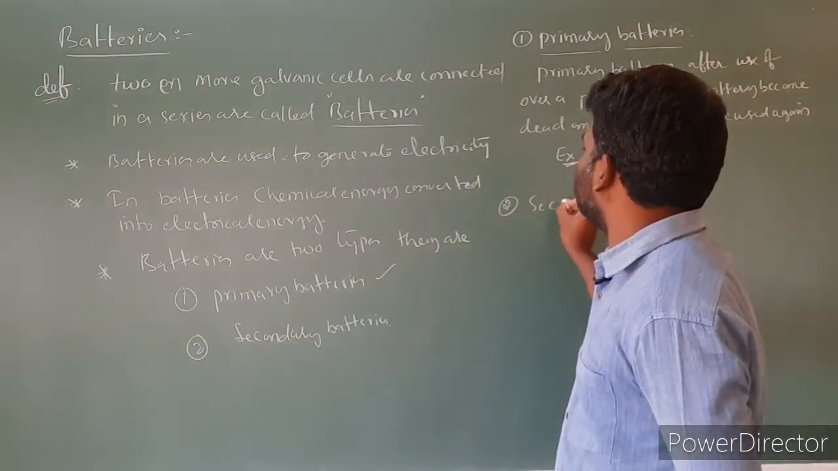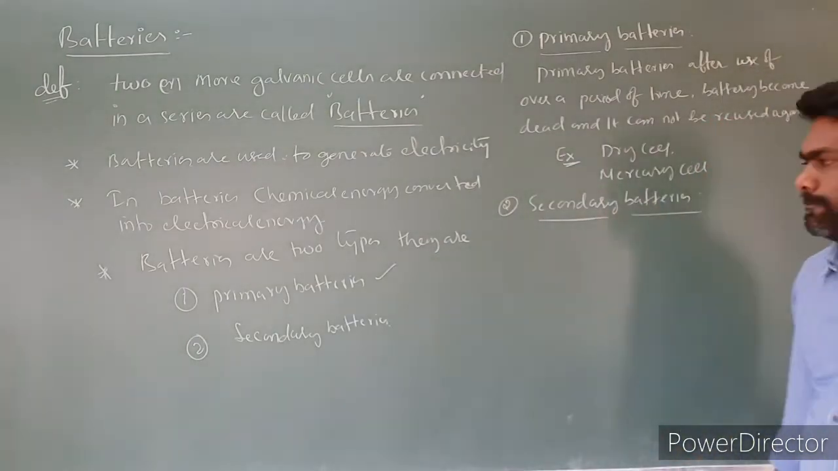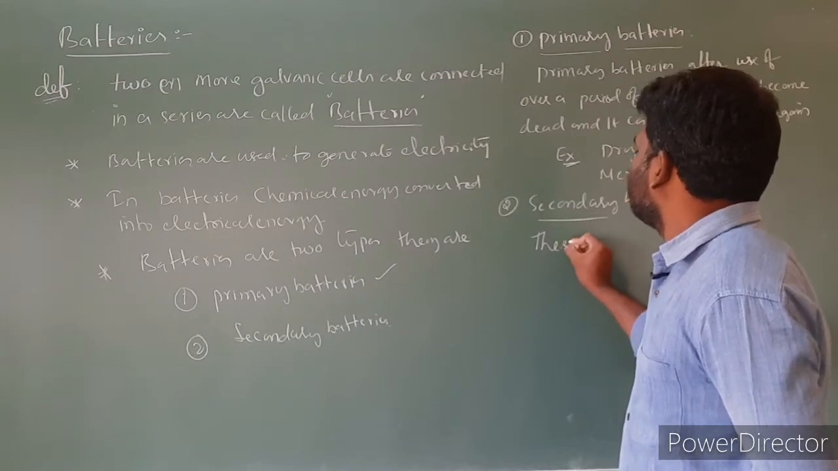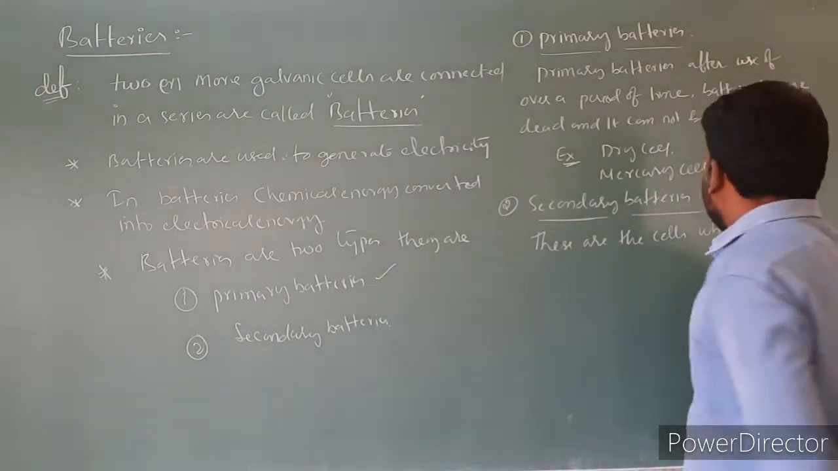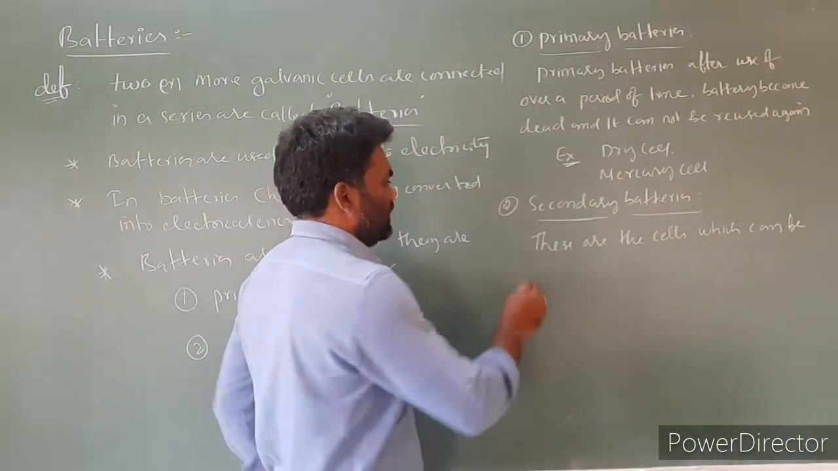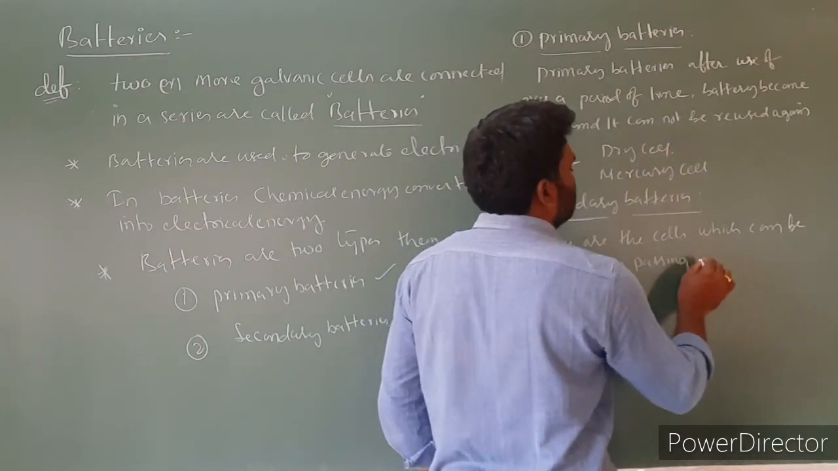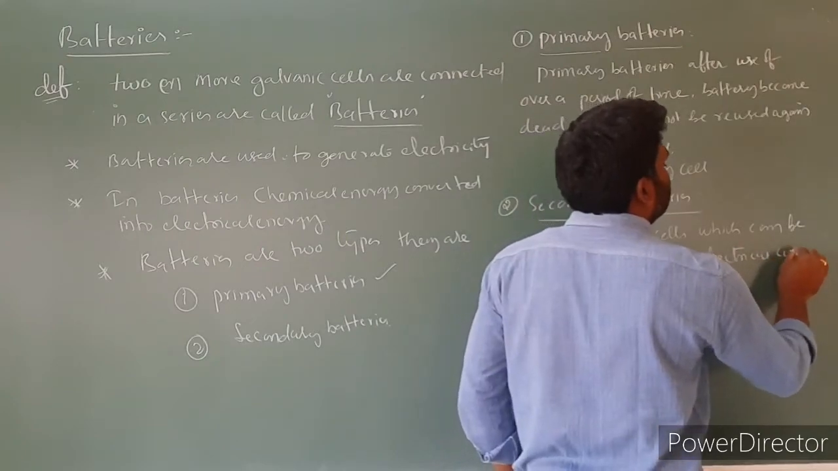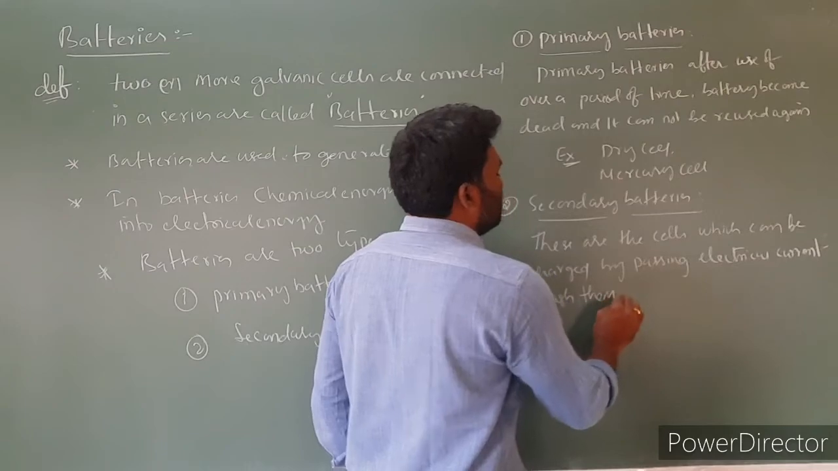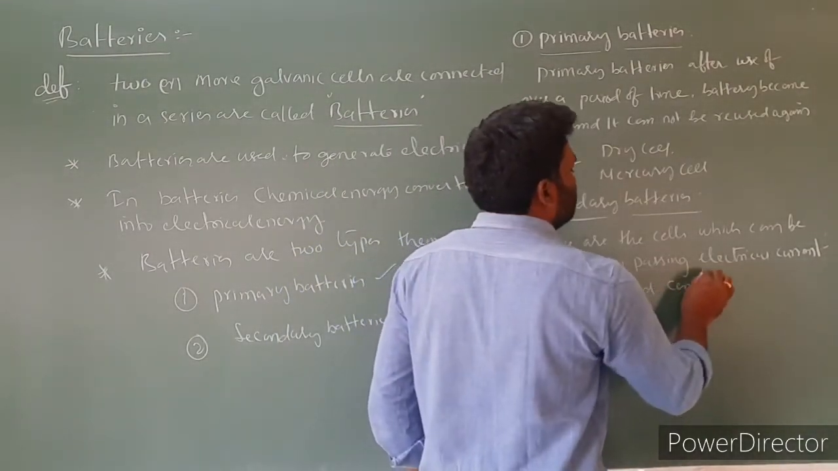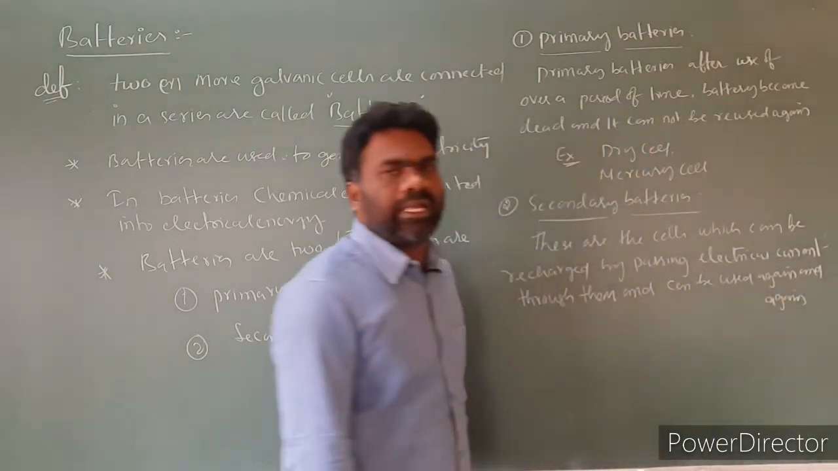The second one is secondary batteries. These are cells which can be recharged by passing electric current through them, and can be used again and again.